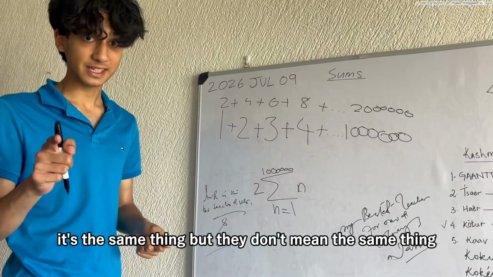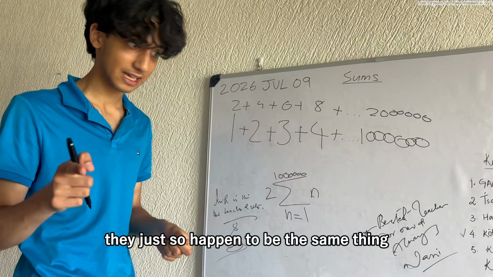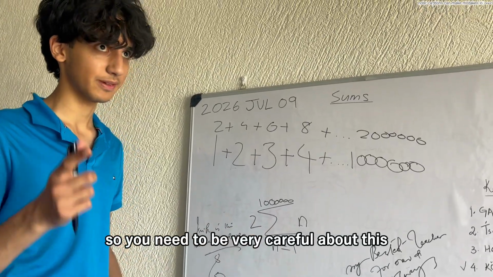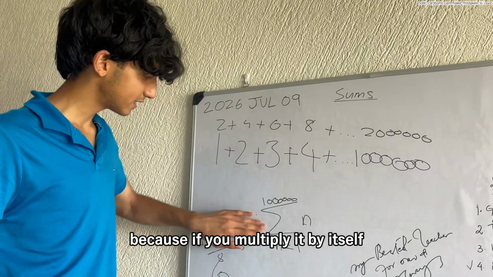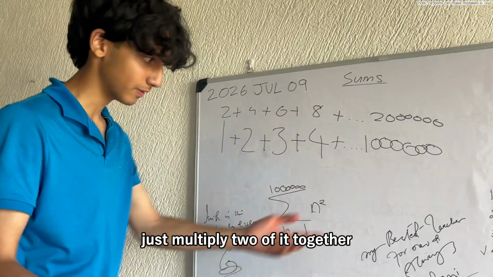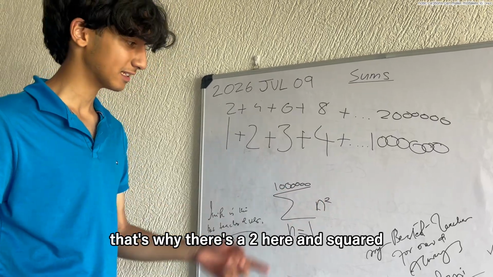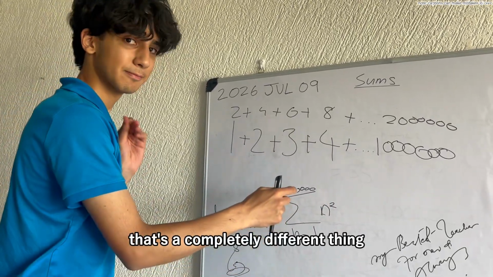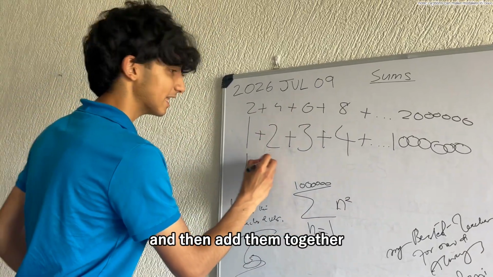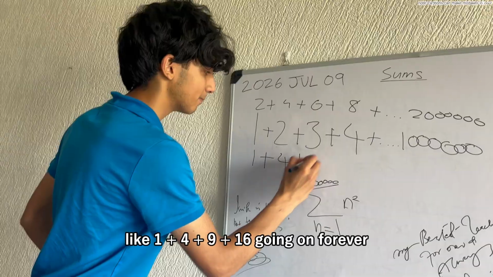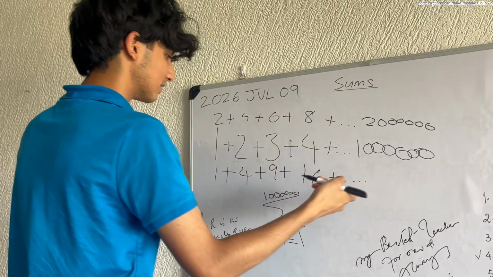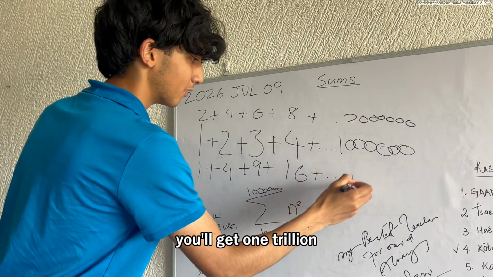But they don't mean the same thing. They just so happen to be the same thing when you just multiply them by a number. So you'll need to be very careful about this, because if you multiply it by itself, just multiplying 2 of it together, that's why there's a 2 here, n squared, that's a completely different thing if you square every term individually first and then add them together, like 1 plus 4 plus 9 plus 16, going on forever. And if you do that to 1,000,000, you'll get 1 trillion.